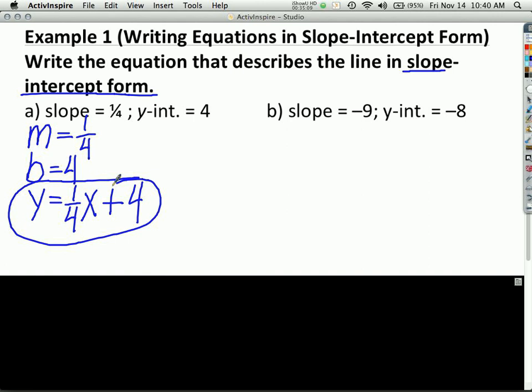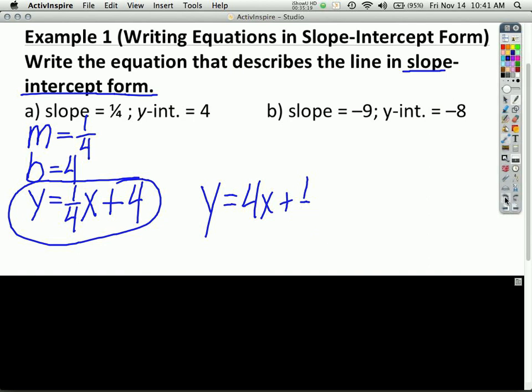Do you think you're allowed to flip them around? Do you think you're allowed to go y equals 4x plus 1/4? No, that's not the same thing, is it? And so you actually have to pay attention to the details. M is M and B is B, and they have certain places that they go. So I'll be honest, this question was an absolute joke. But you're going to see why this is important.